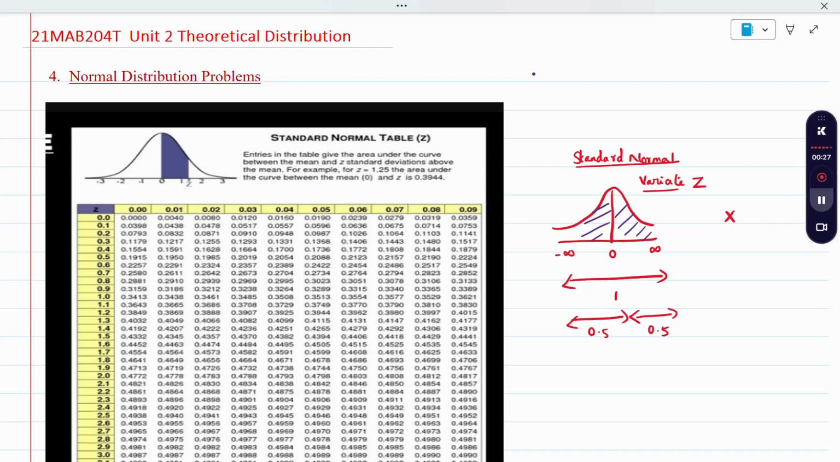I have given 5 properties. You can refer to the start of my video; check my first video of this corresponding unit. The standard normal variate is nothing but Z. It ranges from minus infinity to infinity. Total probability is 1. Half of the diagram is 0.5, the other half is 0.5, so the total probability is 1.